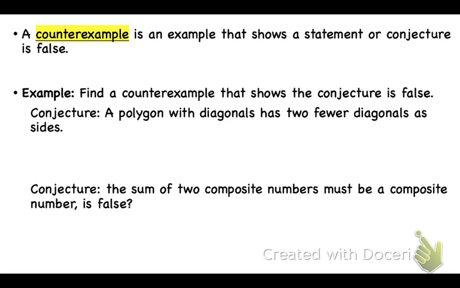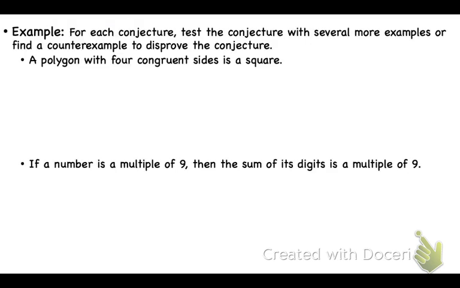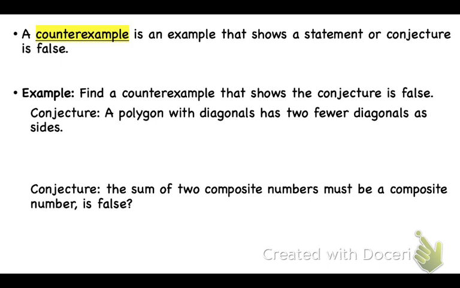Okay, so a counterexample. So I have here, conjecture. A polygon with diagonals has 2 fewer diagonals than sides. So a polygon is a closed object. So a square, a rectangle, there's 4 sides, but how many diagonals? 2. Okay, so that's not a counterexample, is it? A counterexample is something that proves it wrong. What about a hexagon? Let's see how good of a hexagon I can draw.